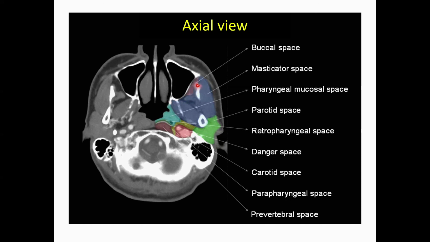This is the masticator space. The masticator space is bounded by the bone, masseter, medial pterygoid, and lateral pterygoid. So this is the masticator space. This is the parapharyngeal space.